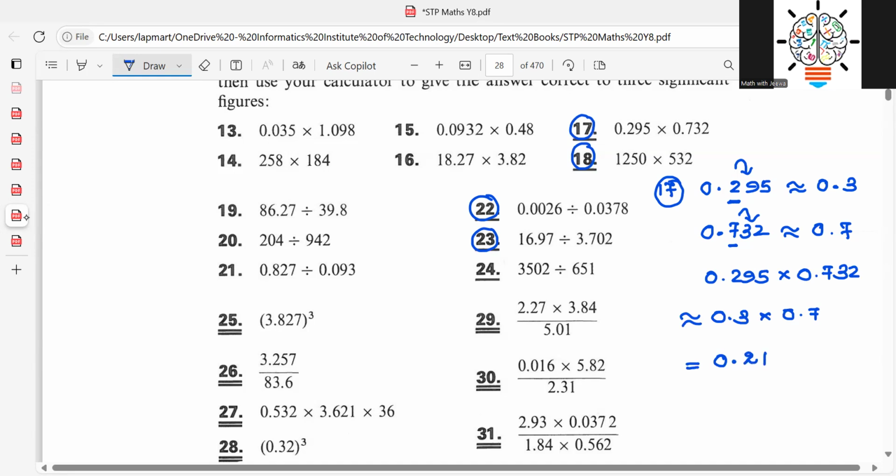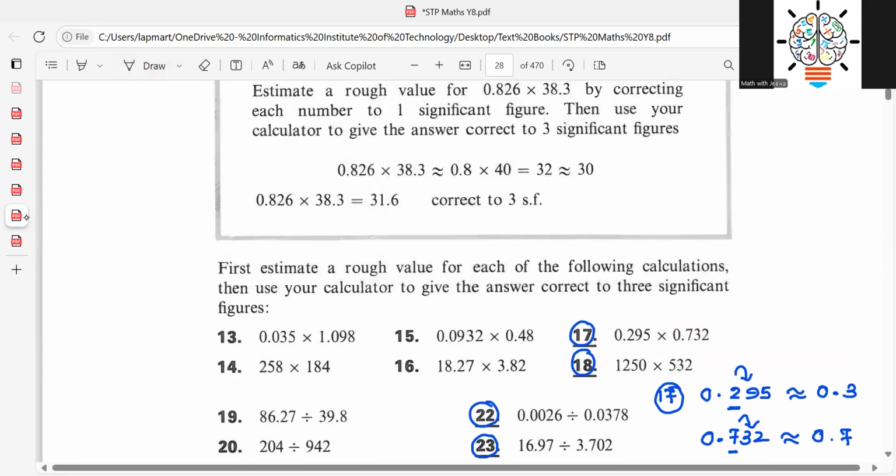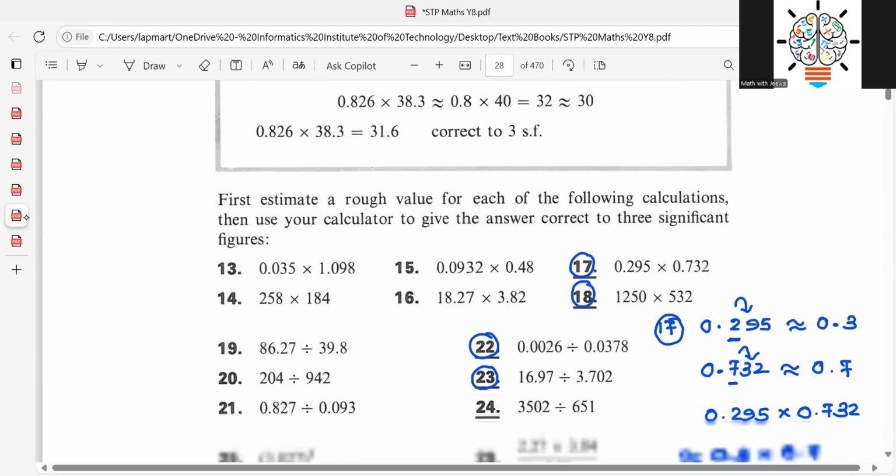Okay. See whether you got answers like this, right? So this is the rough estimate. So then you can keep the answer like this, right? And if you can remember, when we came across 32, we converted it to 30, right? So then the first significant figure.